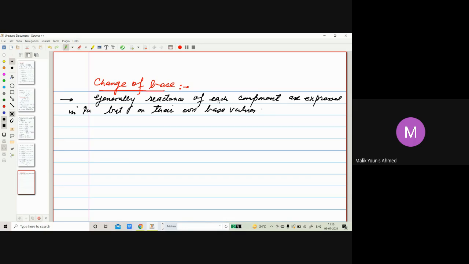So two base values are arbitrary. That's the apparent power base, or complex power base, and the second is the voltage base. The rest will be the derived bases.